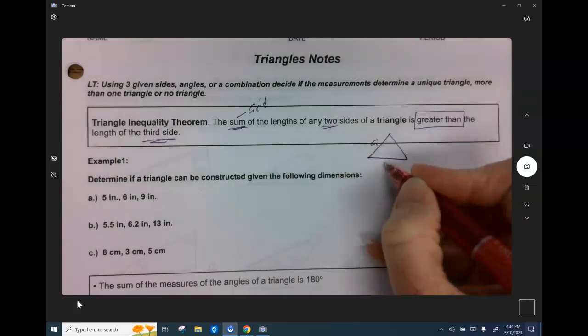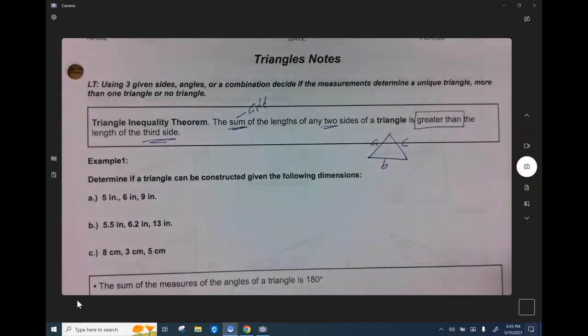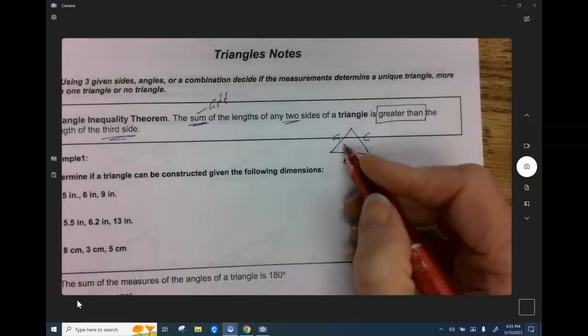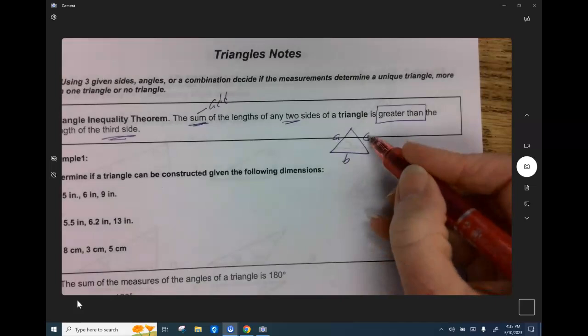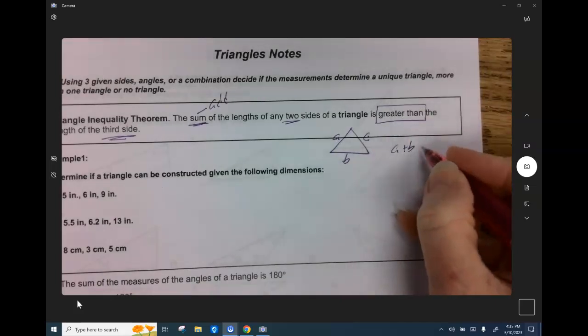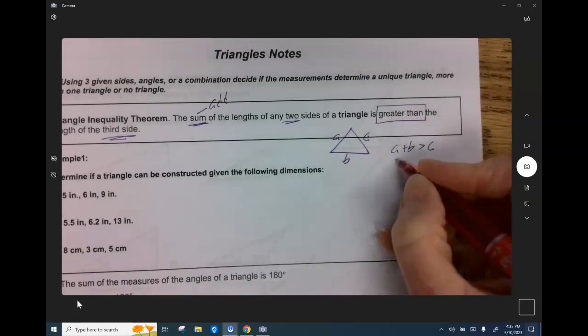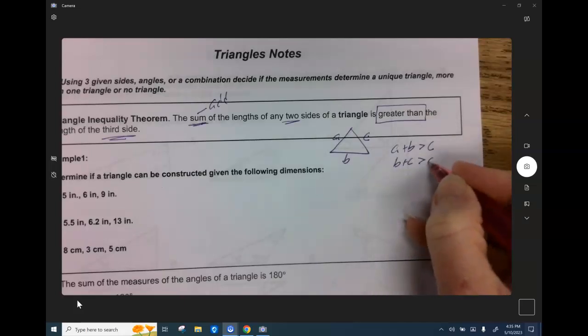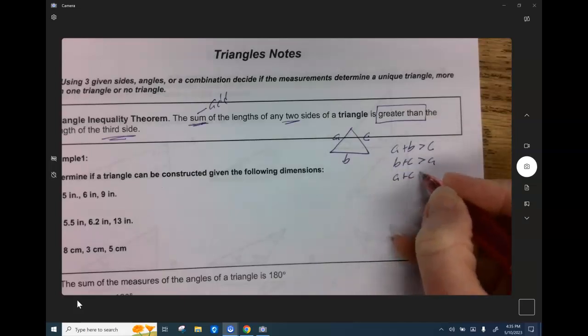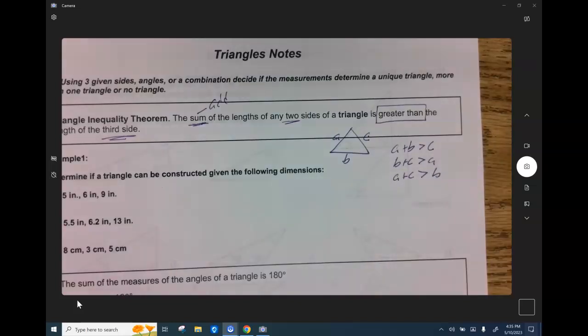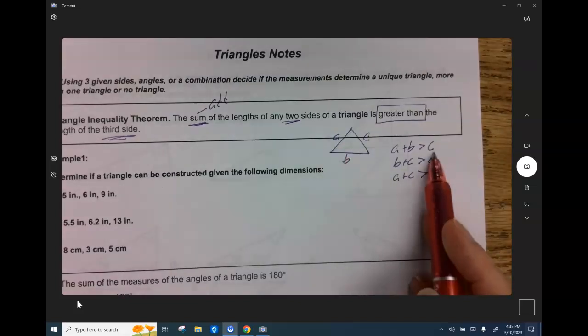Okay, so let's say we have a triangle, and our triangle looks like this. And this is A, and this is B, and this is C. And what we're saying is that any two sides have to be greater than the other one. So A plus B has to be greater than C. And B plus C has to be greater than A. And A plus C has to be greater than B. So any two sides have to be greater than the other one.